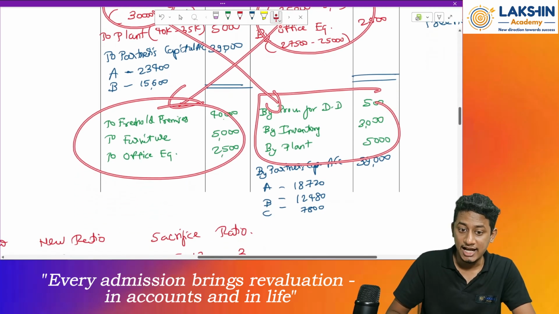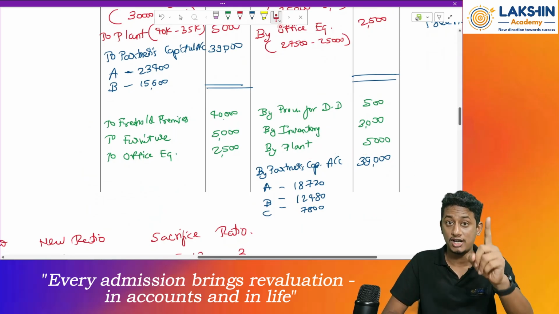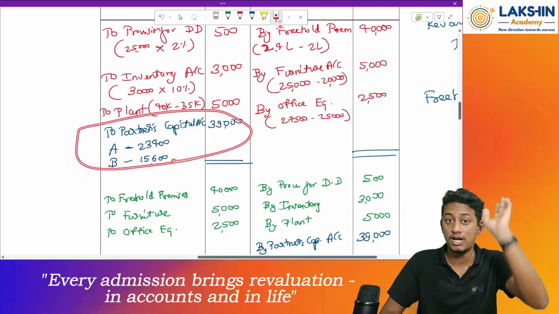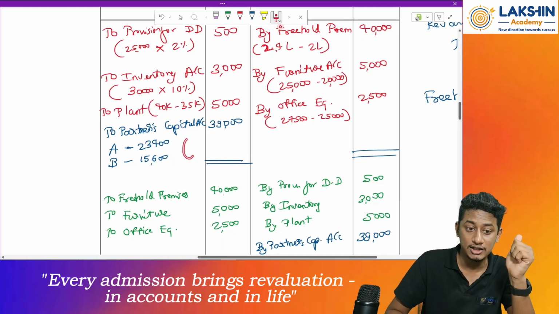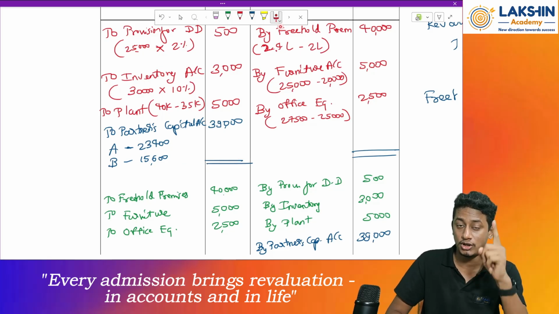And this time you will divide it between whom? Between all the partners, in what ratio? In the new ratio. But before that, how will you divide it just like your old revaluation account? In the old ratio. Clear? Remember this step, okay? Please do not forget this step.